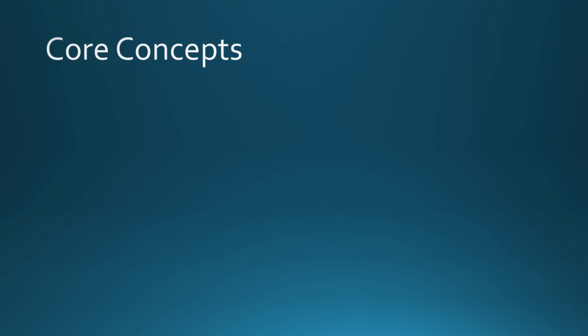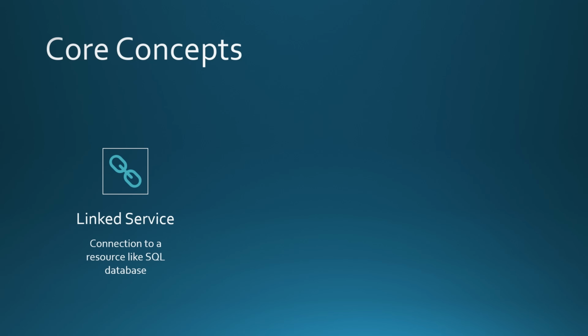Okay, let's cover Data Factory's core concepts in a bit more detail. Let's start with the linked service. Basically, a linked service is a connection to an external resource like SQL database. And then we have a dataset, which is kind of a metadata about the actual data in some linked services. You can think of it as instructions for Data Factory to receive data. Then we have an activity.